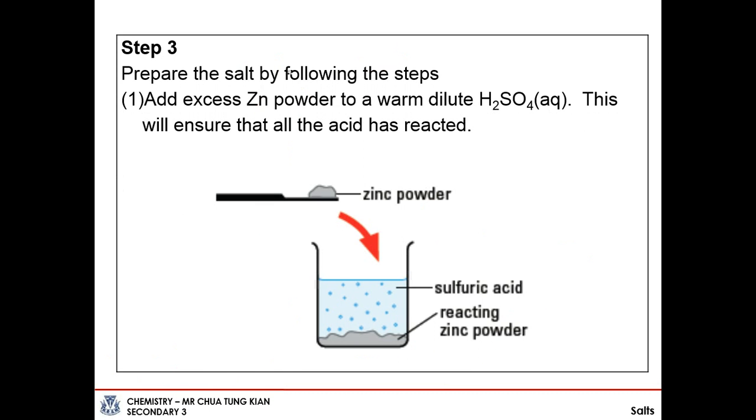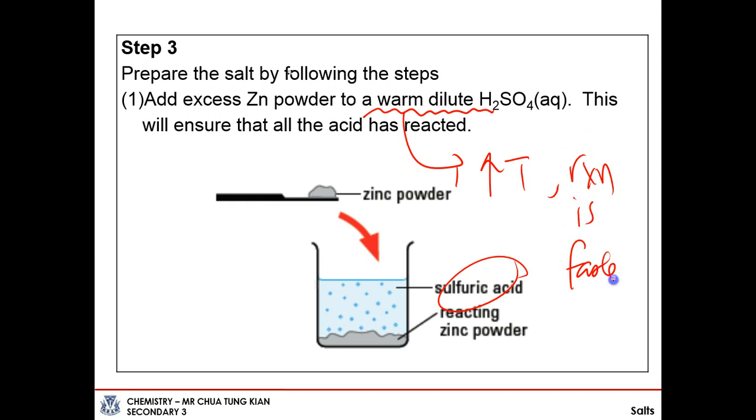So how do we prepare? Very simple. We have a beaker containing sulfuric acid, and we simply add zinc powder, spoonful by spoonful, to a warm solution. Why warm? Because as you increase the temperature, the reaction proceeds faster, so we don't need to spend the whole day trying to make zinc react with sulfuric acid. So we add excess zinc powder. Why excess? When we add excess zinc powder, we ensure that all the H2SO4 is completely reacted to give us zinc sulfate. So we get rid of all the H2SO4.